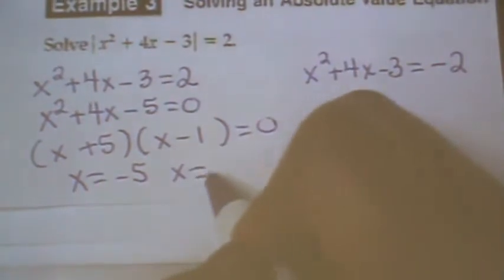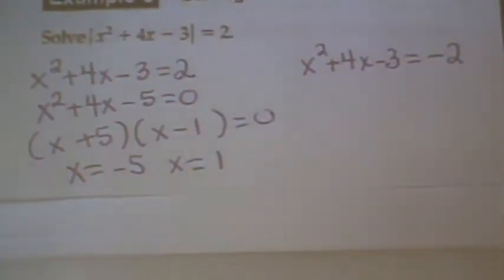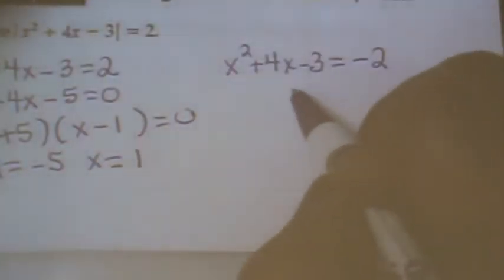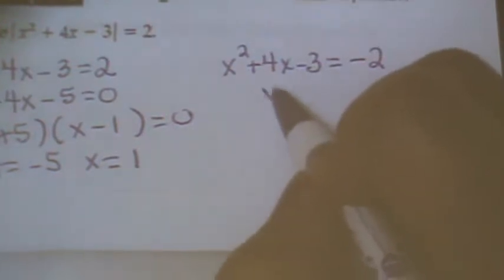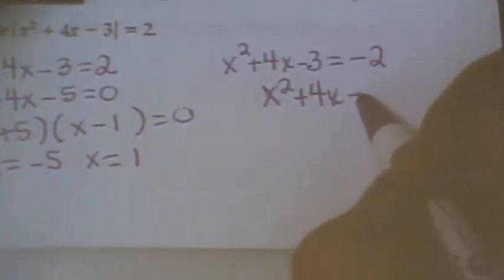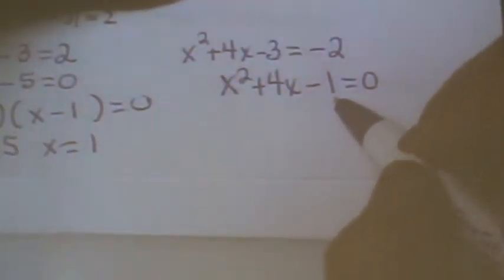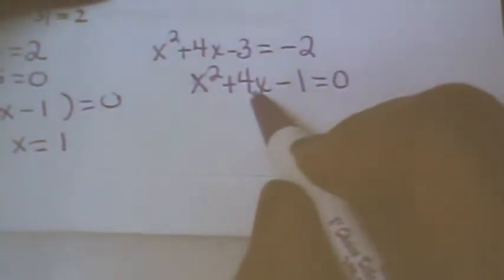And your two answers are -5 and 1. And on this side, unfortunately, add 2. Unfortunately, you can't factor this one. So this is a good one to review. I would complete the square because this is an even number.